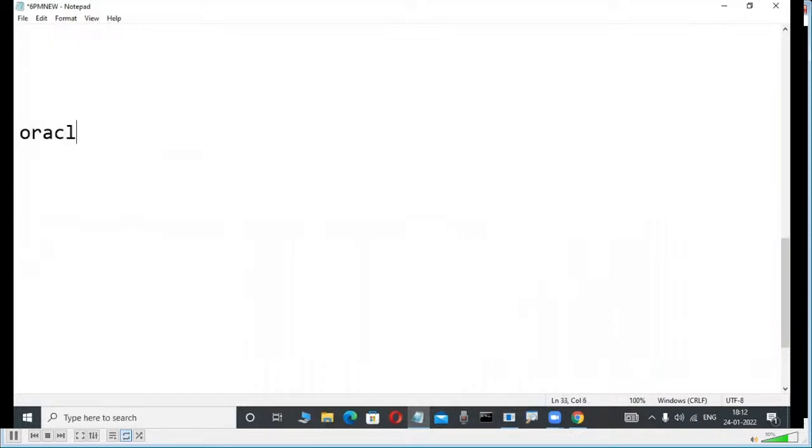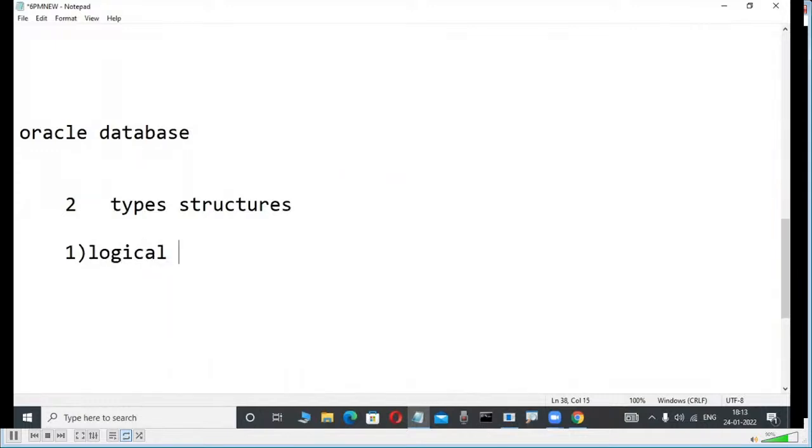This Oracle database, or any relational database, has two types of structures, as I told in the previous classes. One is the logical structure, and another one is the physical structure. Slowly observe here. Logical structure, and another one is the physical structure. What does a logical structure mean?